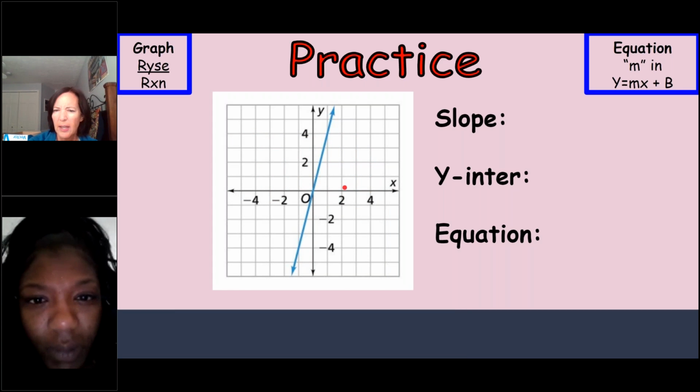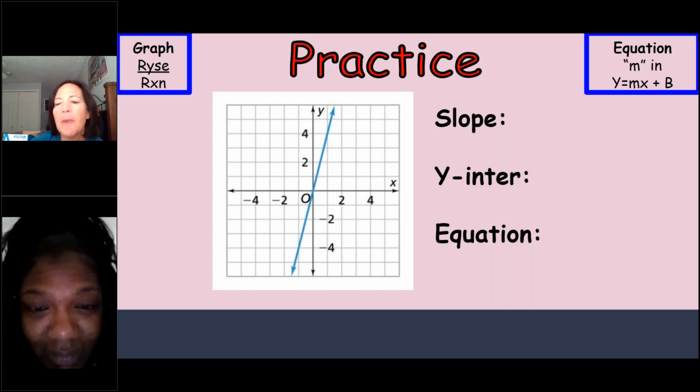So Tylisha, do you have a different page or are you still looking at Bob's slope? No, I have a different page. Okay, sometimes my screen messes up. It's showing me Bob's over there, but okay.